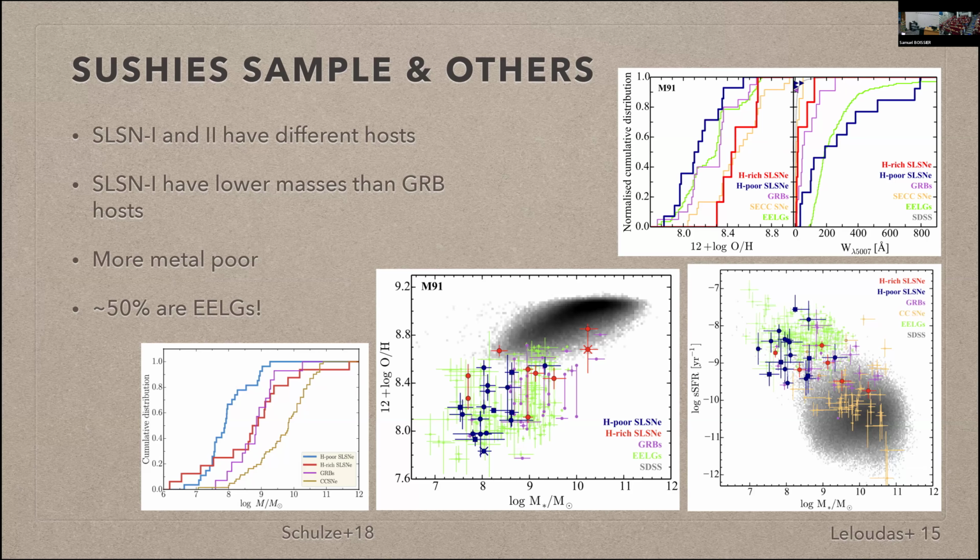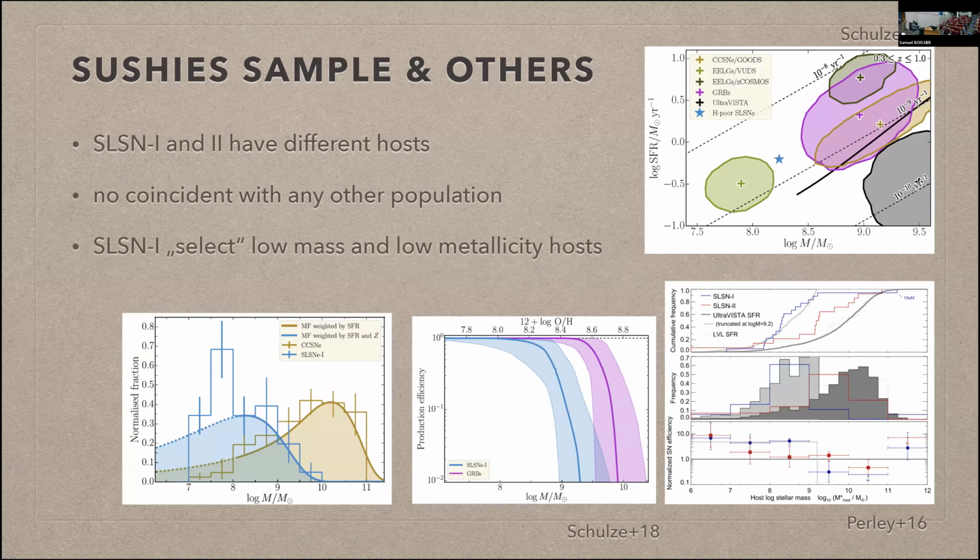They have lower masses, and they have, for example, very strong oxygen 3 emission, which tells that this is a galaxy with a very high ionization field. And of course, also very high star formation rate. In specific star formation rate, 50% of them are actually extreme emission line galaxies. And yeah, superluminous 1 and 2 clearly have different hosts.